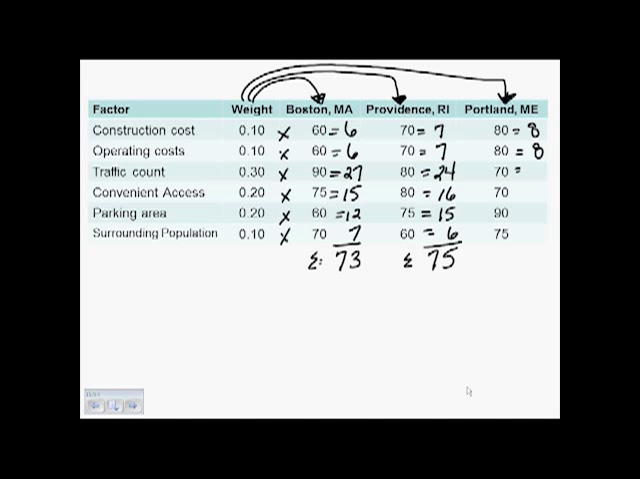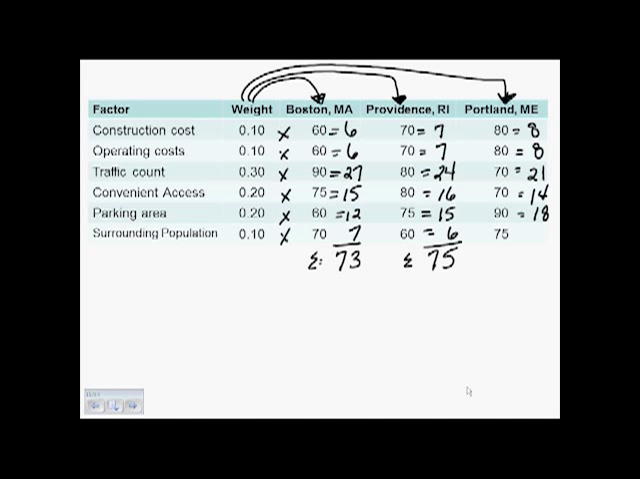Traffic count, Portland, Maine received 70 points, and with a weight of 0.3 for this factor, it's going to be 21. Convenient access, also Portland, Maine received 70 points with a weight of 0.2. That should give us 14. Portland, Maine received 90 points on the parking area with a weight of 0.2. That should give us 18 points.